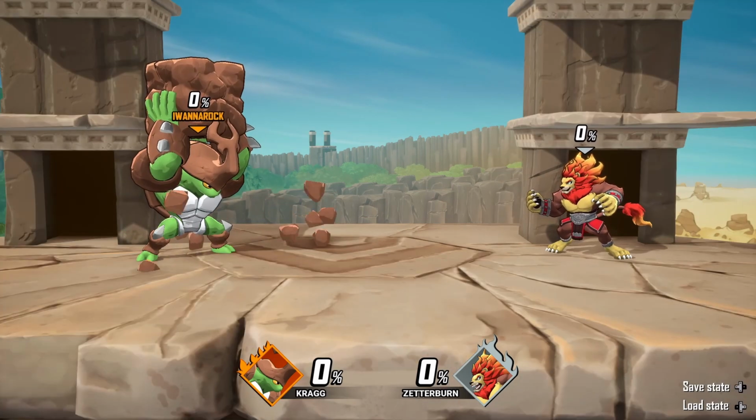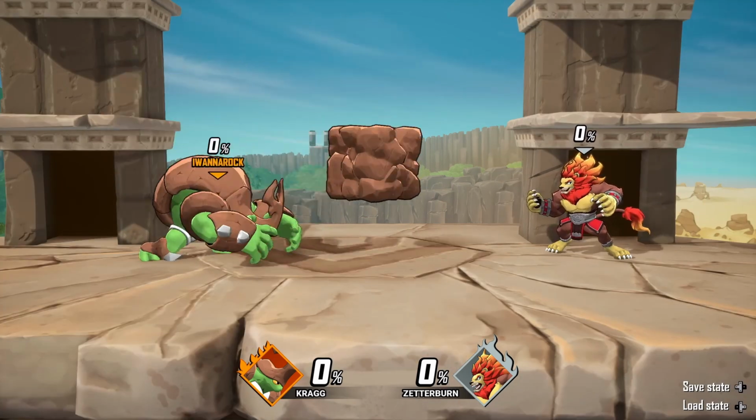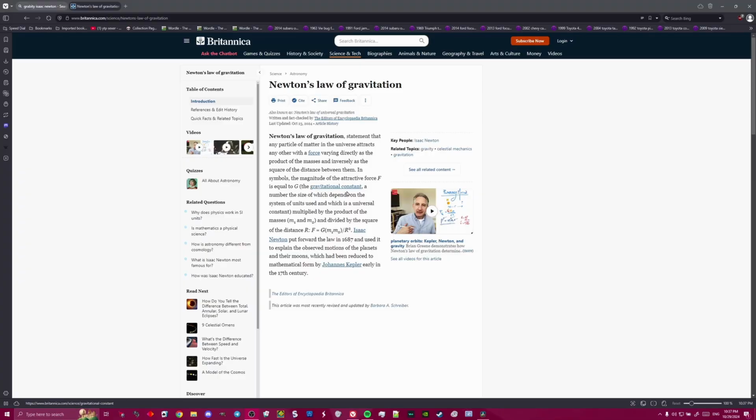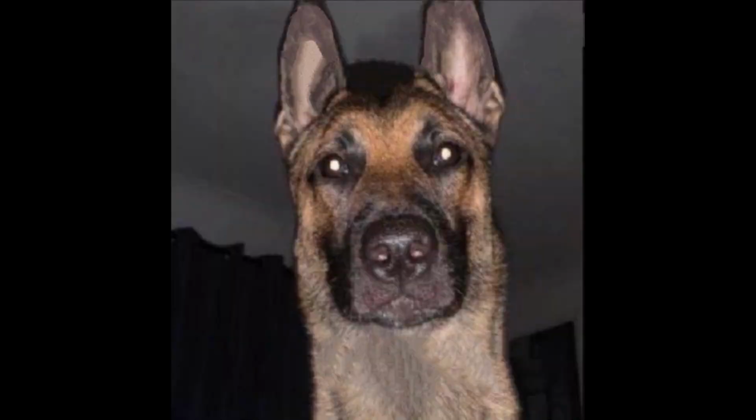Krag has a funny little move where he pulls a rock out of the ground. Now, aside from being a core part of his gameplay, this rock is affected by something called gravity that Isaac Newton invented in 1687, I think, which means that it cannot fly indefinitely. What it can do, however, is travel in an arc when tossed. You probably already know where I'm going with this.